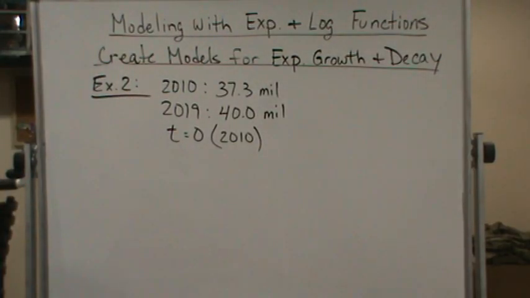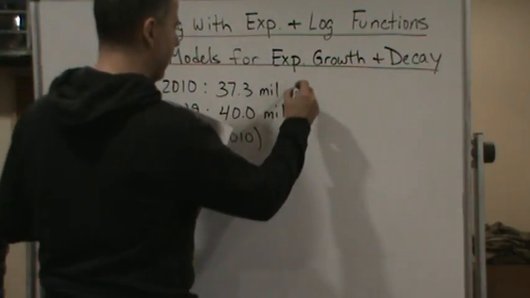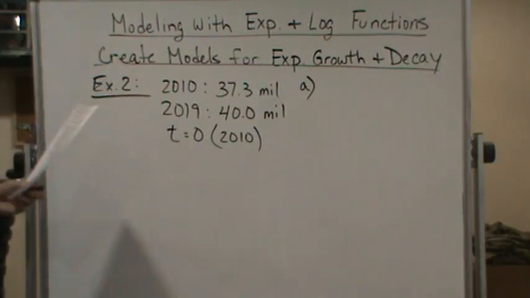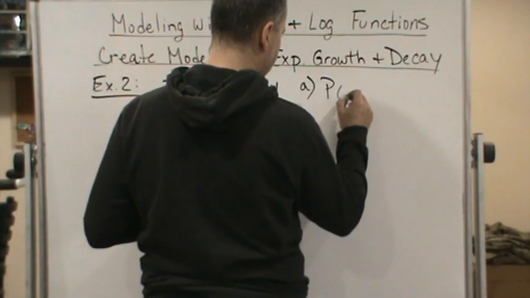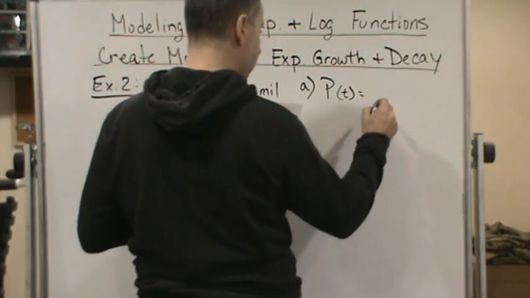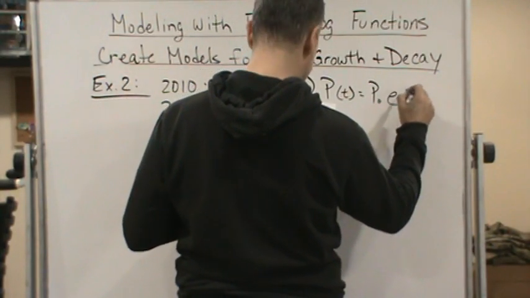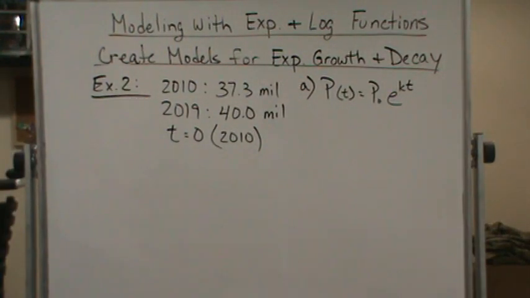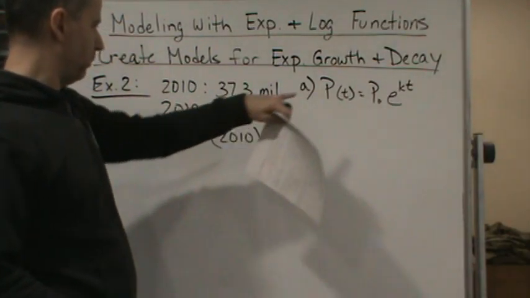Now, what else? Okay, so now here's what they want. So here's A. A says, write a function defined by P of t is equal to P naught e to the kt power. So something like that. They want us to do, it says, to represent the population of California in the millions and for t years after 2010. So basically we're going to take this information and plug it in here.